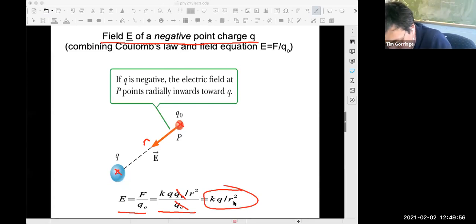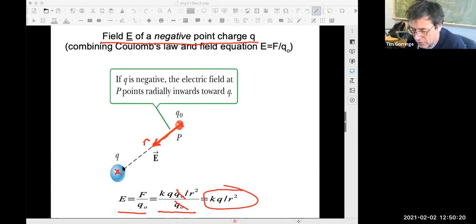The only difference is that now, look at the test charge and the source charge. Now they're opposite charges, so the forces are attractive, and so the field points in the opposite direction. The field is going to push the test charge towards the source charge, so it's radially inwards towards the negative charge. And so that's the second big building block that we need.